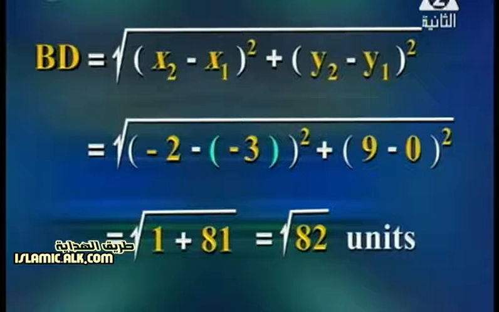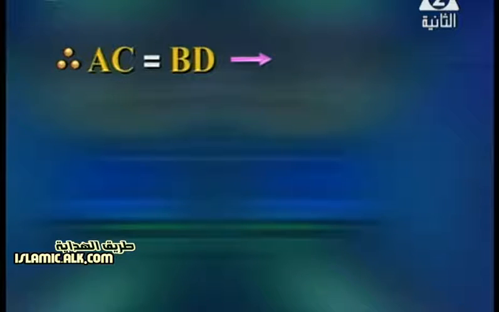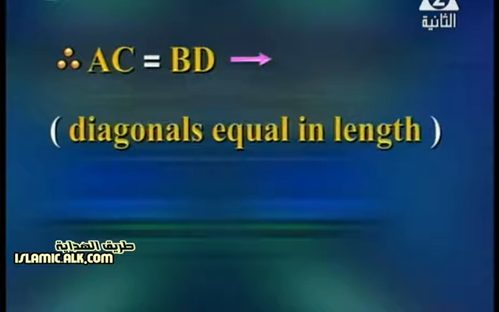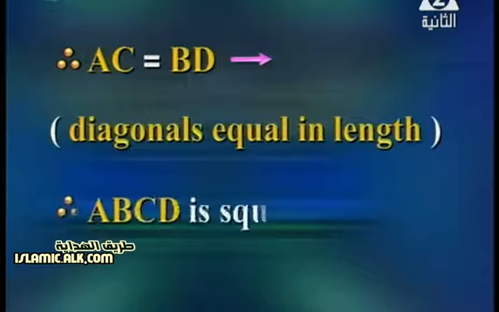In this case, you are going to notice that AC equals BD. It means that the diagonals are equal in length. So this will lead us to conclude that the figure ABCD is a square.